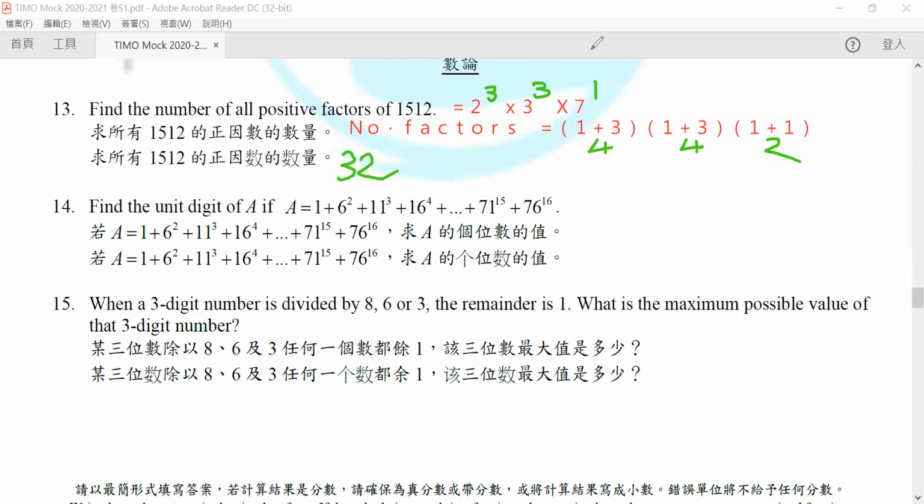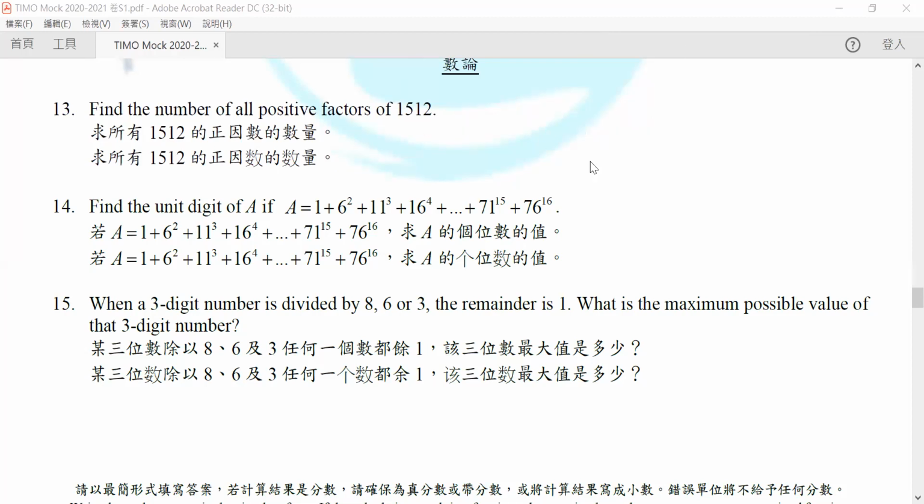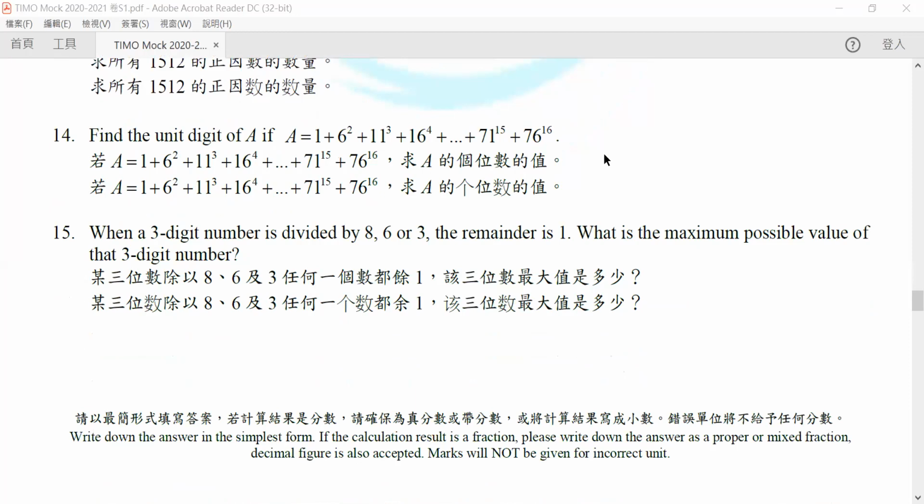Now, okay, question 40. Now, find the unit digit of this. Now, this question is formidable on sight, but it's actually very simple if you think about it. All these numbers are 1 to the power 1 plus 6 to the power 2 plus 11 to the power 3. Now, we can divide all these numbers into two groups.